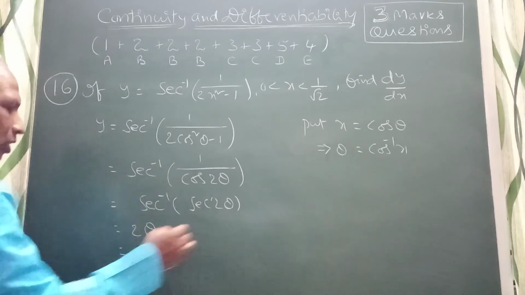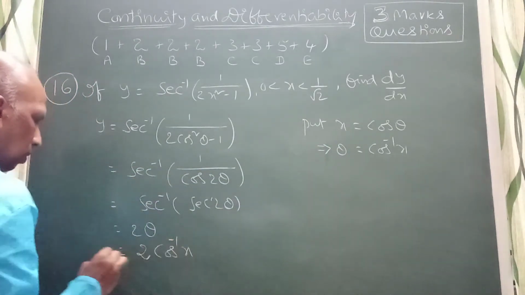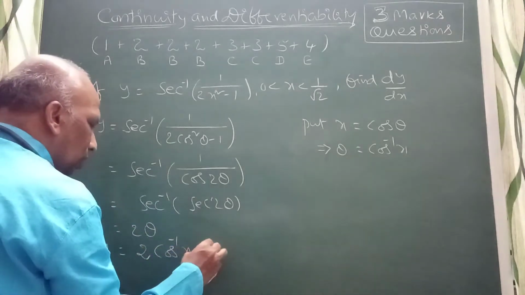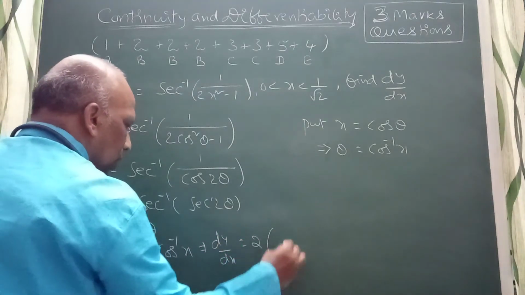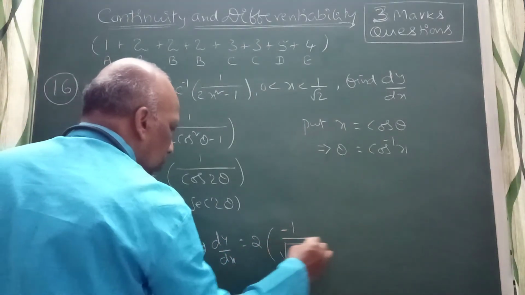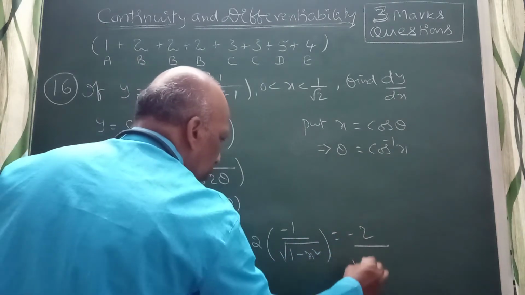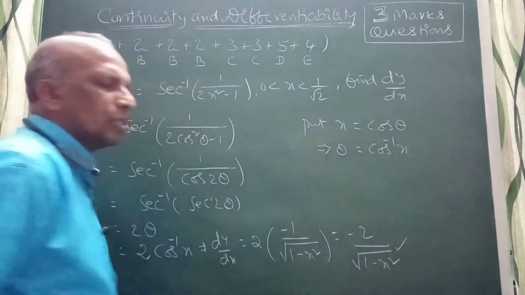Again 2 into what is theta? Cos inverse x. Y is equal to 2 cos inverse x, right? If you write the derivative of this, dy by dx, the derivative of cos inverse x is minus 1 by root of 1 minus x square. So your answer is minus 2 by root of 1 minus x square. That is your answer, right?